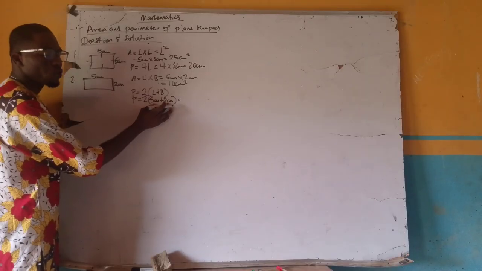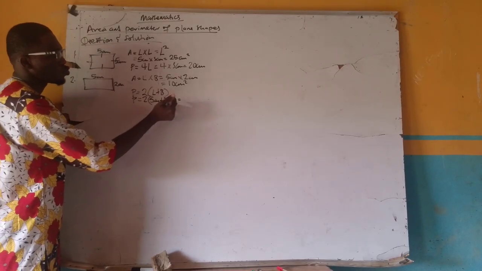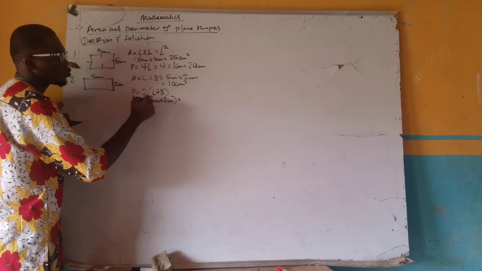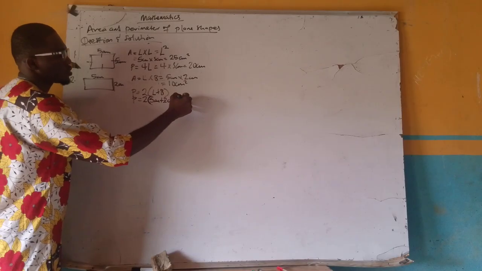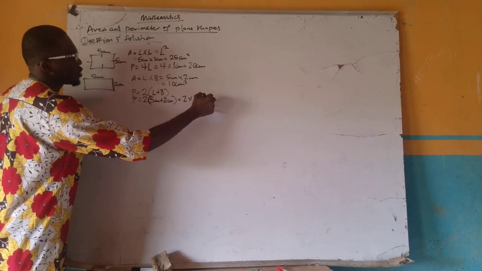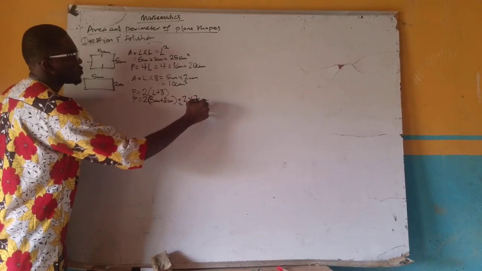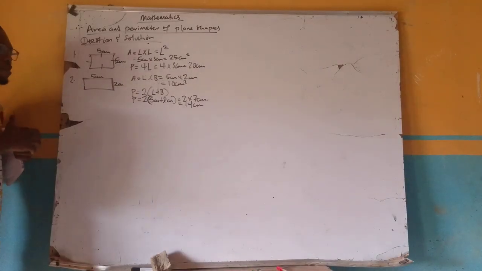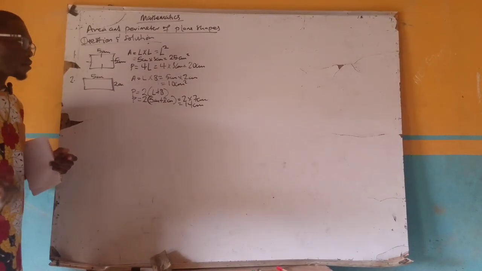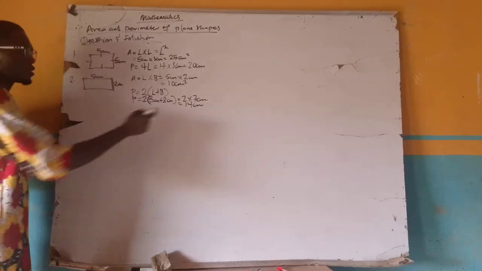You first of all solve the bracket first. 5 plus 2 gives us 7. So remember, 2 times the value inside the bracket. So that will be 2 times what? 7 centimeter, which will give us 14 centimeter. So that is the area and perimeter of a rectangle. Okay. So remember, there is no square.